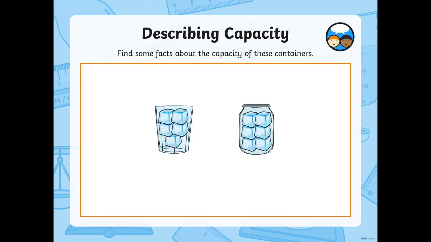Let's describe capacity. Find some facts about the capacity of these containers. So what can you tell straight away by looking at these containers? Firstly, the glass. It's got 5 ice cubes in this glass. There's a little bit of space down here and a little bit around here, but not a lot. And this one has 6 ice cubes. So do you think that the capacity is the same or different?